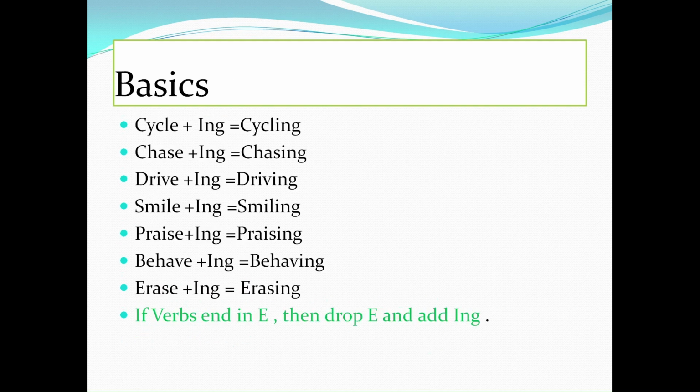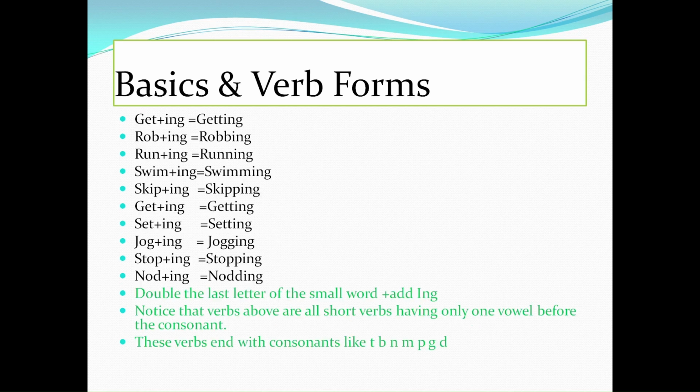Then there is another rule. If you see verb forms like cycle, chase, drive, smile, if they end in e, then you have to drop the last letter e and add ing to make the present participle. So this was about the present continuous.